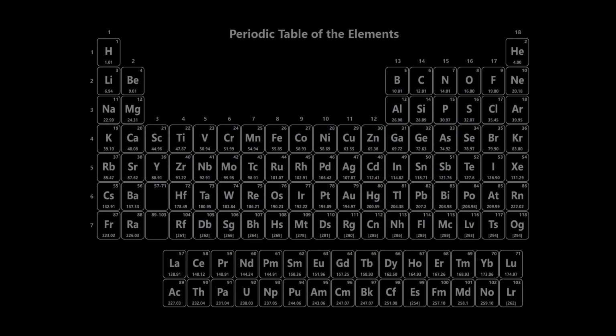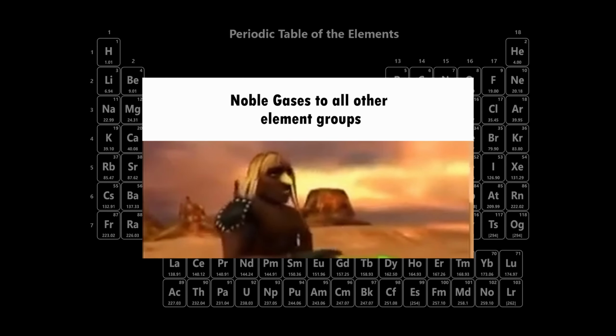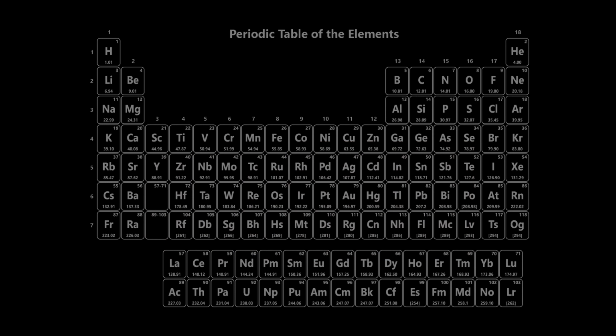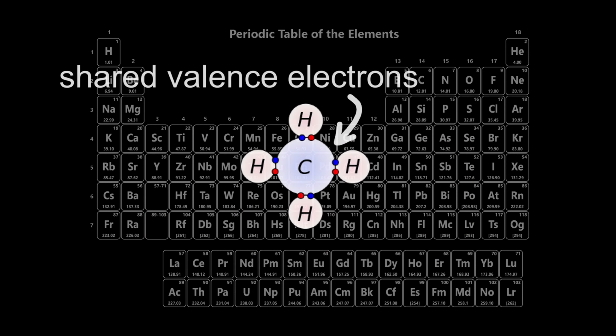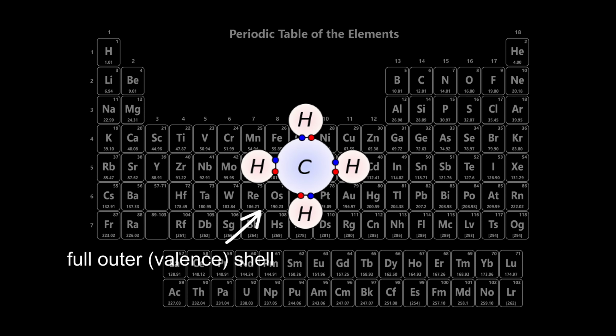All other atoms want to have a full outer shell, but don't have one. This causes reactions to occur. By sharing valence electrons, atoms can bond with one another to create a full outer shell.